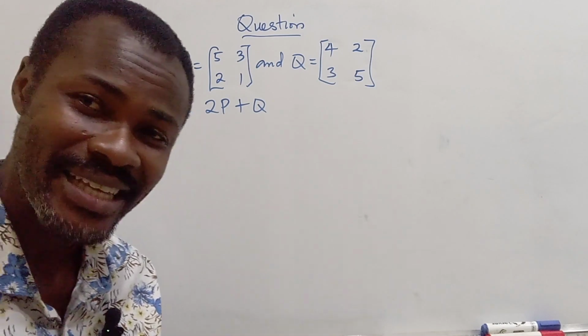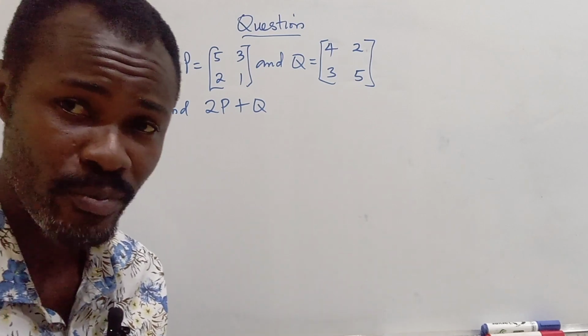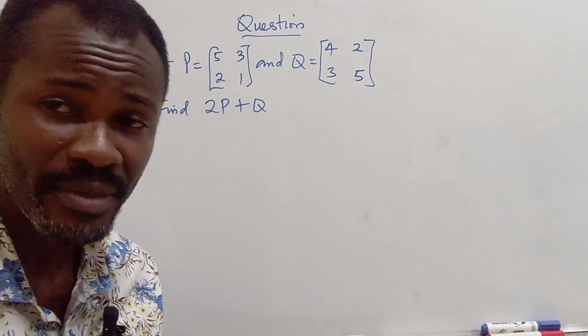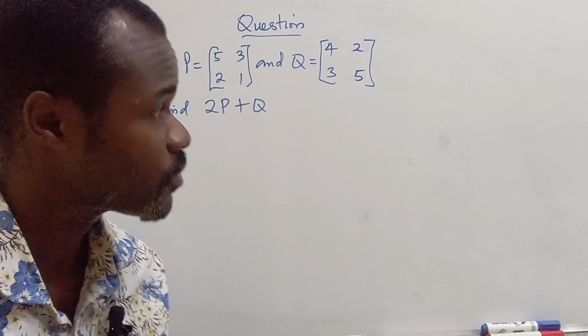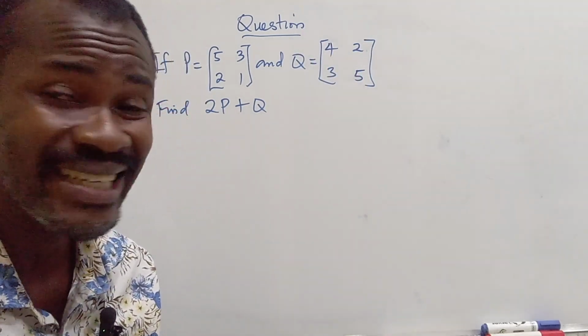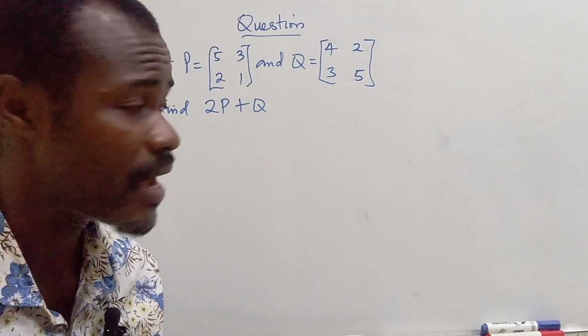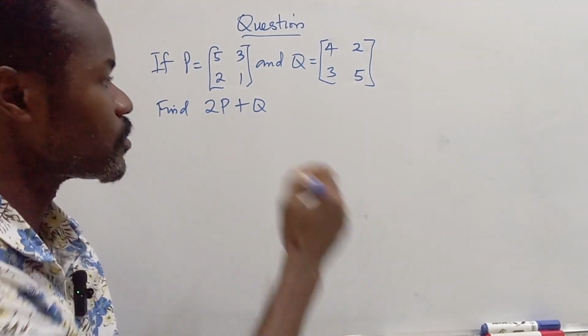Now today's question is actually a matrix. It says if P is a 2 by 2 matrix containing the elements 5, 3, 2, and 1, and a matrix Q is also another 2 by 2 matrix, 2 rows and 2 columns, containing the elements 4, 2, 3, and 5. The question says we should find 2P plus Q.